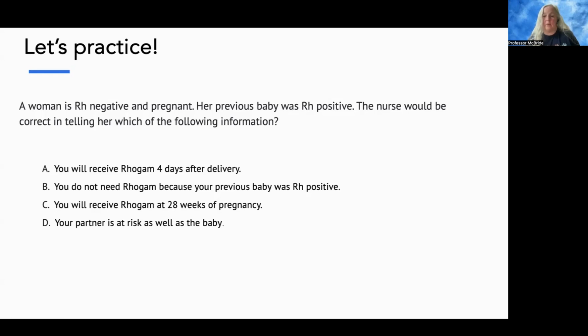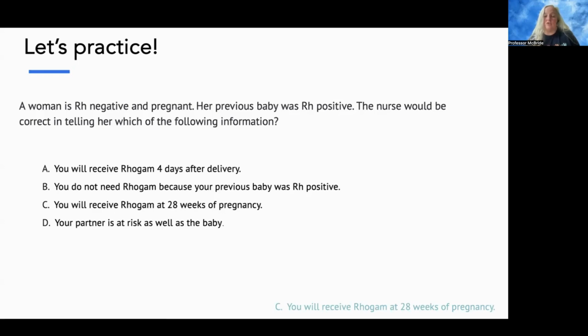Okay, if her baby was Rh positive, she should have received RhoGAM last time because her baby was positive, and then she's going to get RhoGAM at 28 weeks, which is option C. Every Rh negative mom should receive RhoGAM at 28 weeks of pregnancy. Remember, we don't know if this fetus is Rh positive or Rh negative, so all moms receive RhoGAM at this point. For option D, so let's just look, C is the answer, you'll receive RhoGAM at 28 weeks. But let's look at option D.